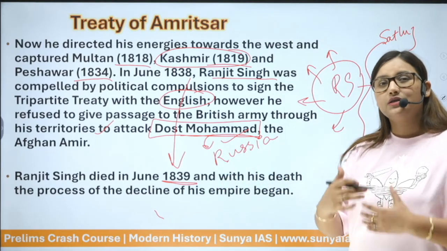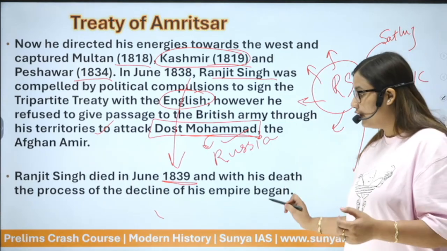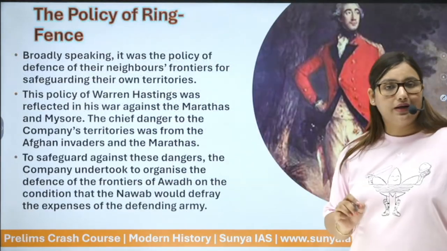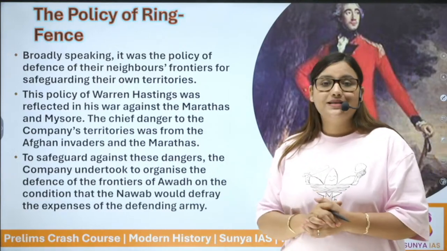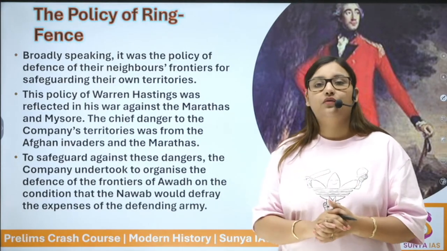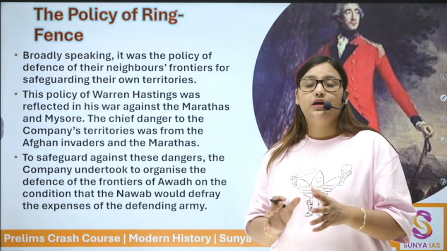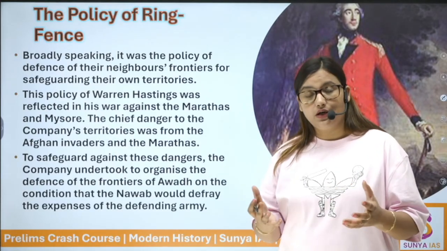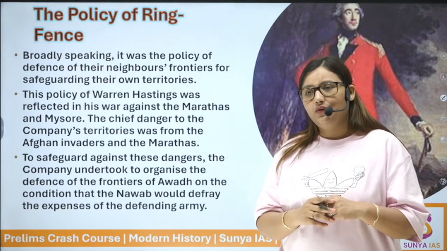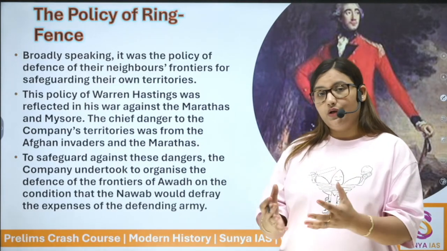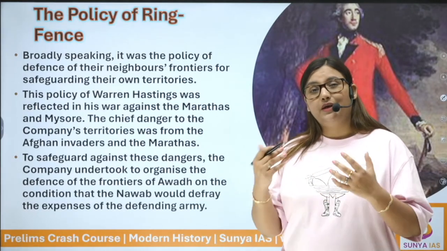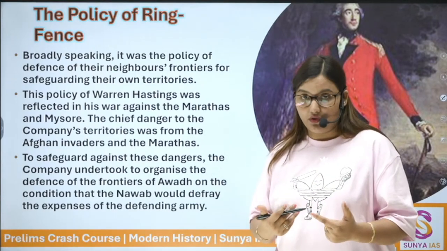After his death, the process of decline of the Sikh Empire started. If you remember, he got the area of Kashmir in 1819. He signed the tripartite treaty. But you will see that after the death of Ranjit Singh, the Anglo-Sikh war will start. In the first Anglo-Sikh war, a heavy war indemnity was imposed on Sikhs because Sikhs got defeated and they were not able to pay. Around 75 lakh rupees was not there with them, and that's why they sold Kashmir to Gulab Singh, and Gulab Singh became the ruler of Kashmir after the Anglo-Sikh wars, which we will discuss.